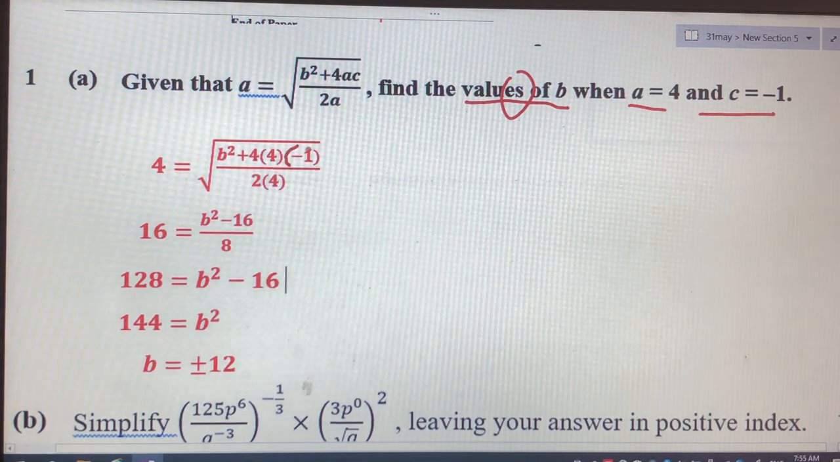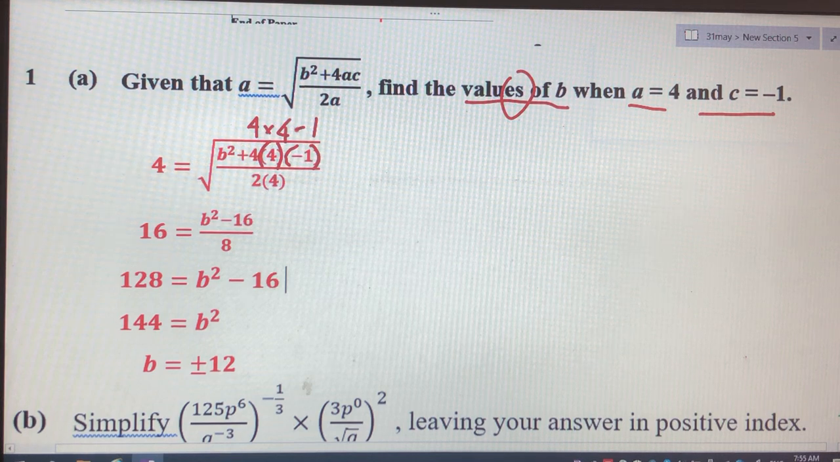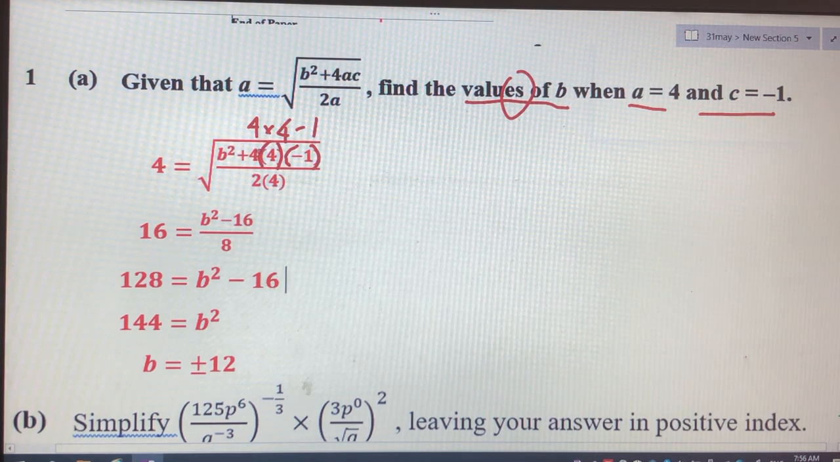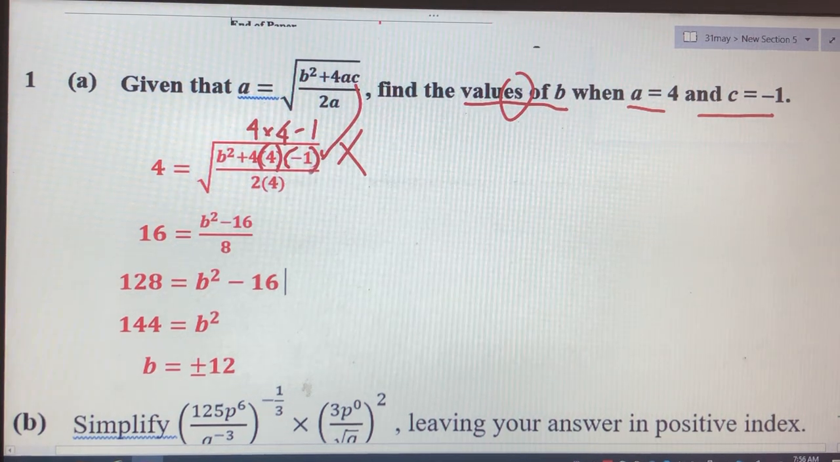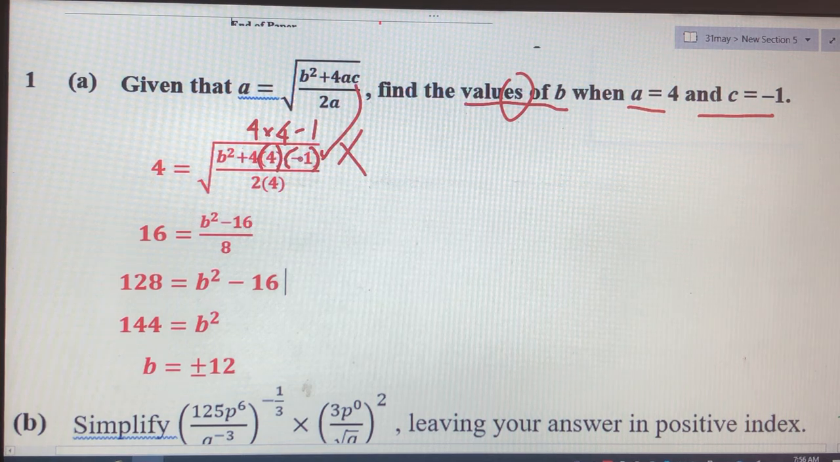And very importantly, whenever you sub anything, right, you must put brackets. Okay? Why put brackets? Number one, it prevents you from making mistakes like this, okay? Because this is actually 16 minus 1, but in reality, you actually want to multiply them all together. So if they see you writing things like that, they'll mark you wrong, okay? The other thing is to put brackets, right, is to show that you are replacing this with this, this with this, okay?